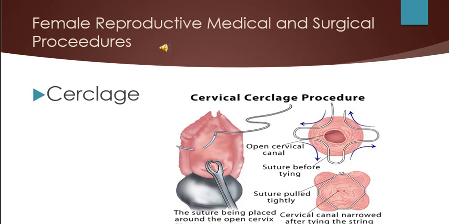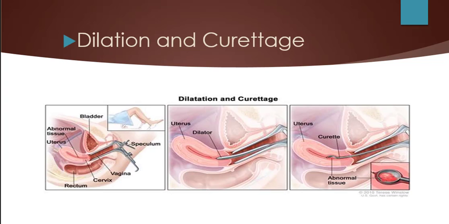The following are the female reproductive medical and surgical procedures. The first is the cerclage. In this procedure, a suture is used to hold the cervix closed to prevent any spontaneous abortion. This procedure is often used when there's an incompetent cervix.